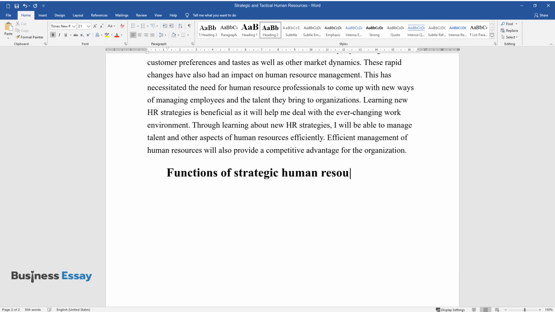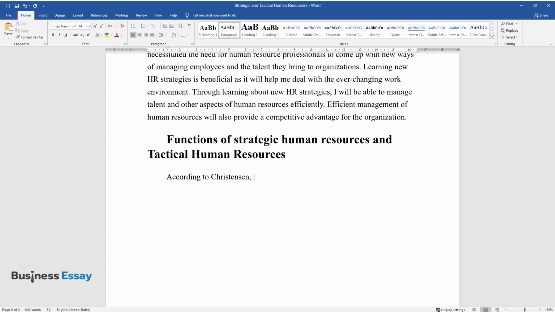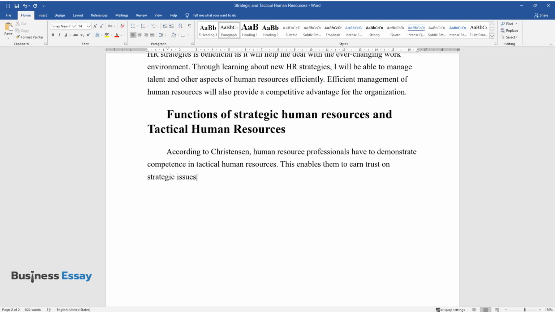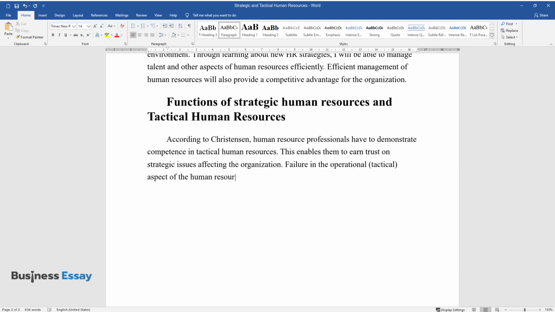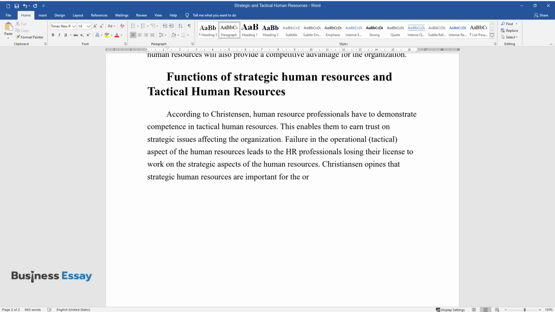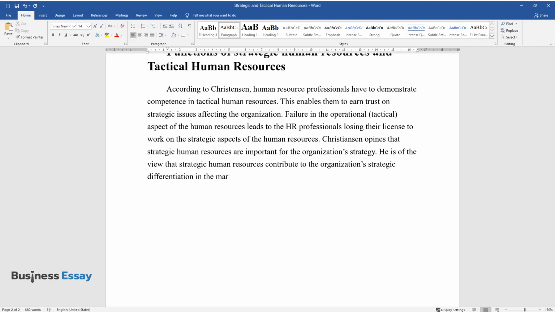Functions of strategic human resources and tactical human resources. According to Christensen, human resource professionals have to demonstrate competence in tactical human resources. This enables them to earn trust on strategic issues affecting the organization. Failure in the operational, tactical aspect of the human resources leads to the HR professionals losing their license to work on the strategic aspects of the human resources. Christensen opines that strategic human resources are important for the organization's strategy. He is of the view that strategic human resources contribute to the organization's strategic differentiation in the market.